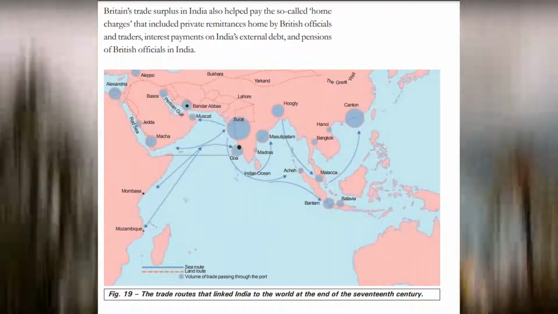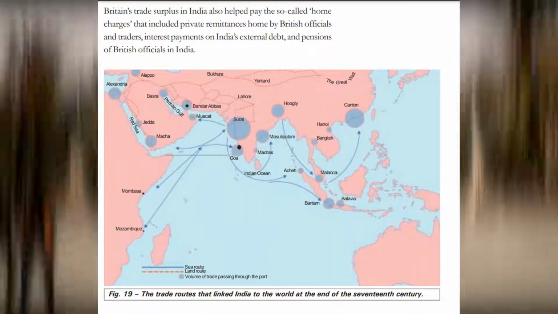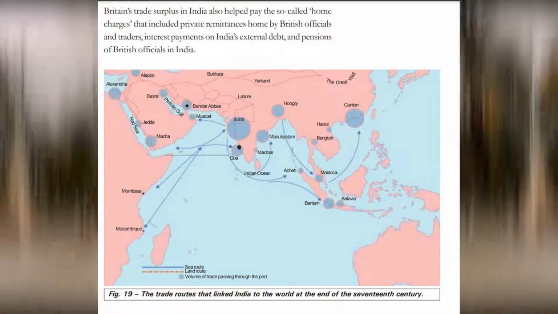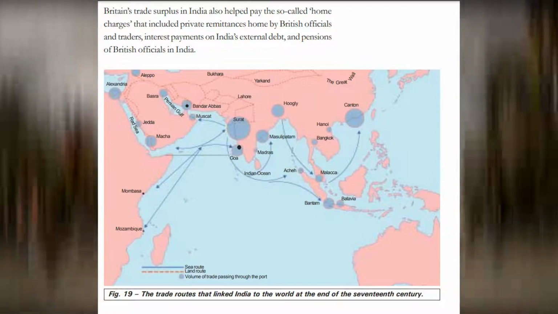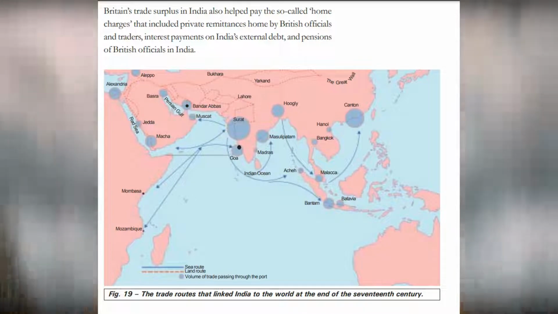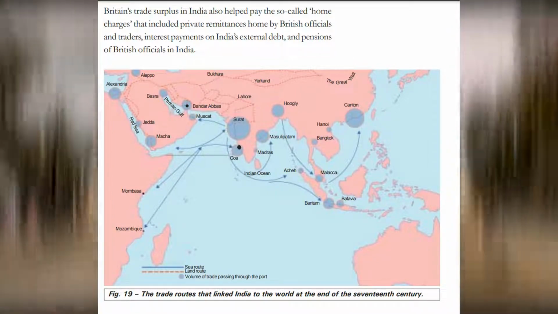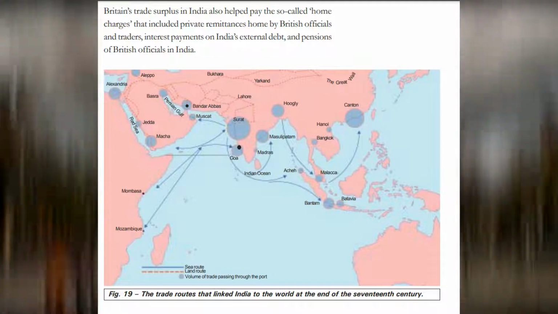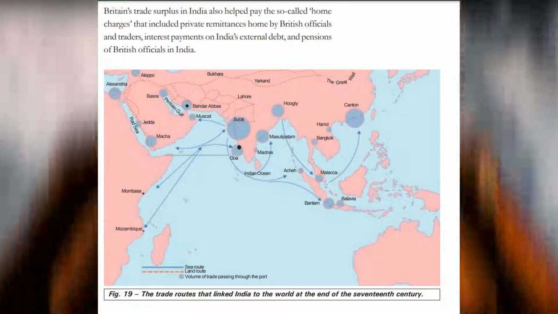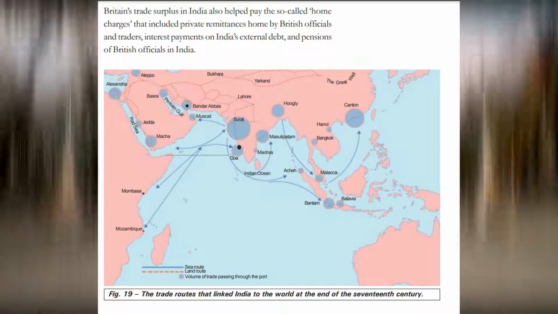Britain's trade surplus in India also helped pay the so-called home charges that included private remittances home by British officials and traders, interest payments on India's external debt, and pensions of British officials in India. Figure 19. The trade routes that linked India to the world at the end of the 17th century.